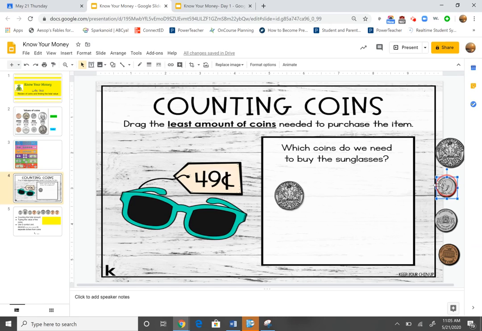25 plus 10 is 35. 40. No, I don't need that. 45. And if I take the nickel, 45 plus 5 will get me to 50. So that's more than 49. So I'm going to count 45, 46, 47, 48, 49. All right, so that's how I would be able to use that. I'm going to start with my biggest and see what I can do: if I add the 10 or if I add the 5 is going to get me closest to the value that I want.